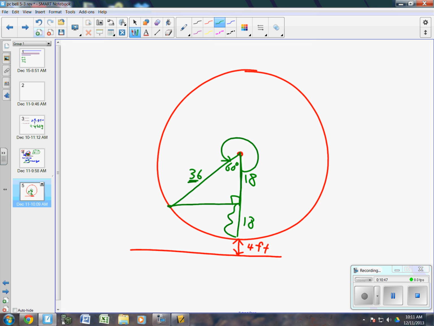This is a radius from here to here, isn't it? Okay? So this distance from here is 18. To the ground is 4. 18 plus 4 makes 22.